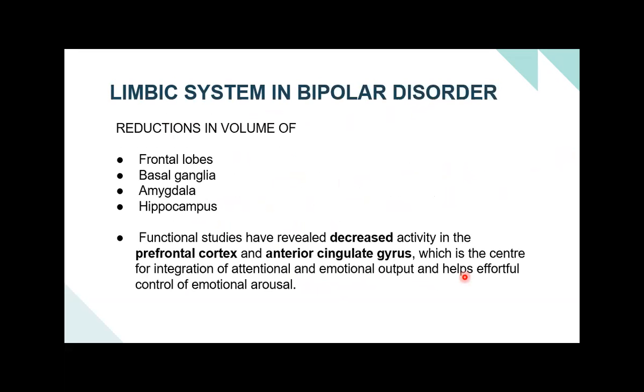In the limbic system and bipolar disorder, there will be a reduction in the volume of the frontal lobes, basal ganglia, amygdala, and hippocampus. So there is decreased activity of the prefrontal cortex and anterior cingulate gyrus, which is the center of integration of attentional and emotional output and helps in effortful control of emotional arousal.